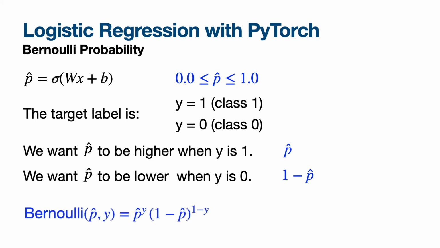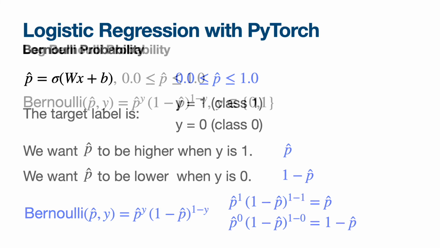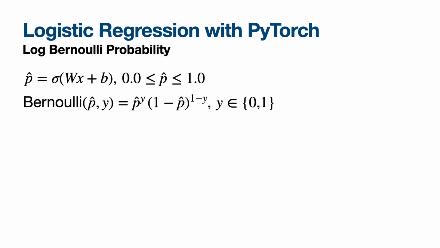We can combine these two into one function called Bernoulli probability. Bernoulli probability becomes p hat when y is 1, and 1 minus p hat when y is 0. We want to maximize this function as close as possible to 1. So, we want to maximize the Bernoulli probability.